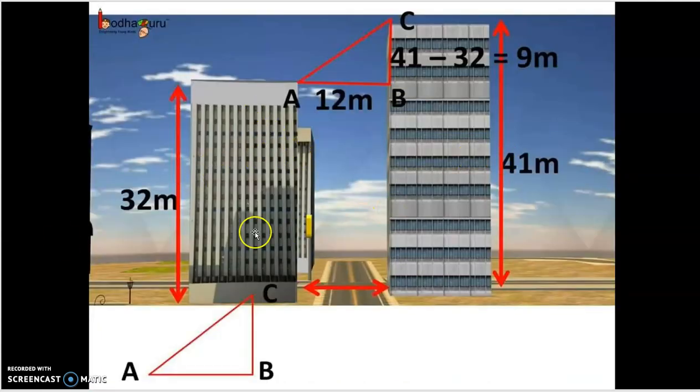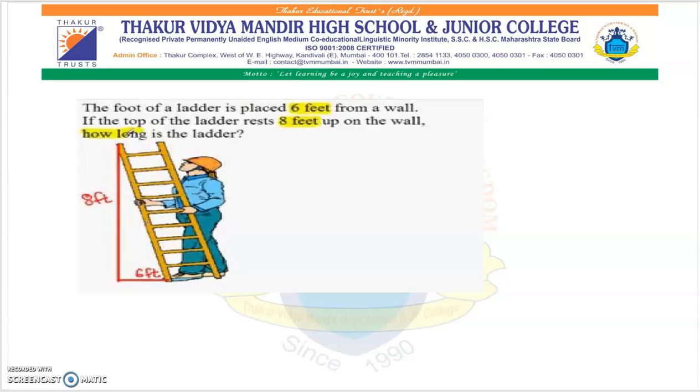Now here you can see two buildings are given here. The height of the one building is given 32 meter and another building is given total 41 meter. The difference in height of the two buildings is 9 meter. Here the difference of the base is 12 meter. Distance is what? 12 meter. Height is given 9 meter, and here we have to find the distance between A and C. A and C is what? Hypotenuse here. So if we use Pythagoras theorem, we are able to find out the length of the segment AC.